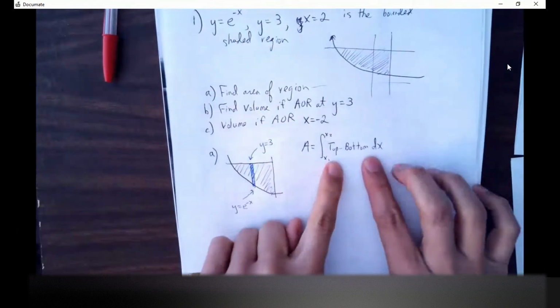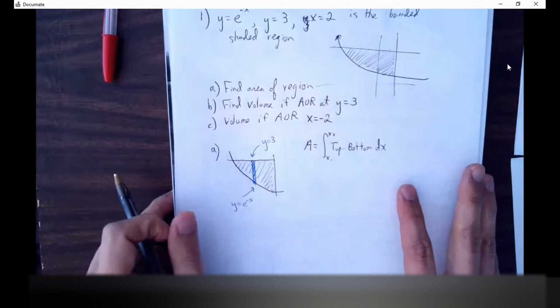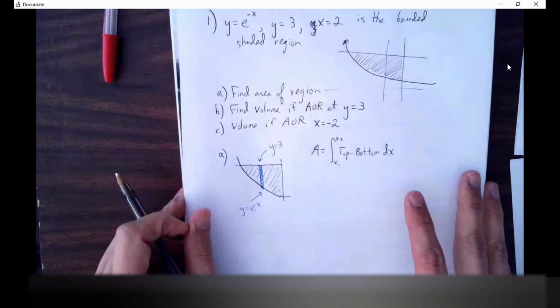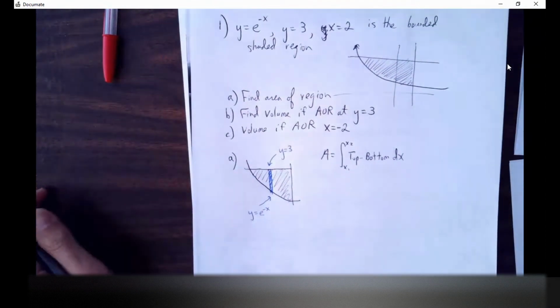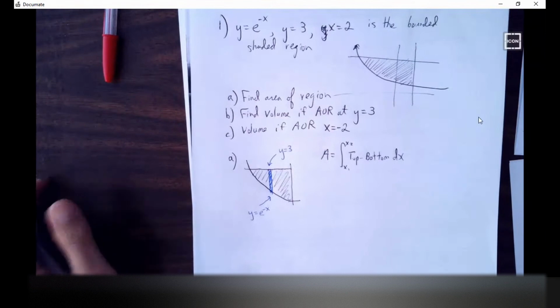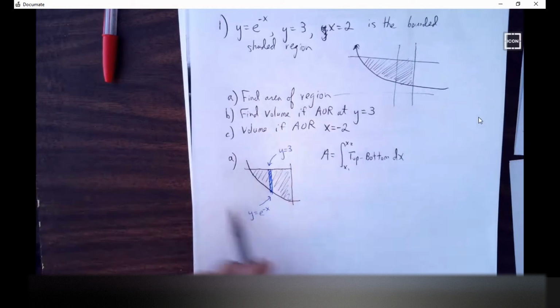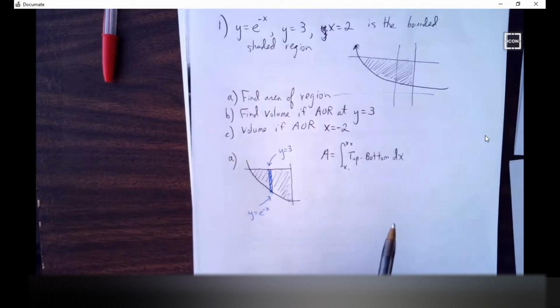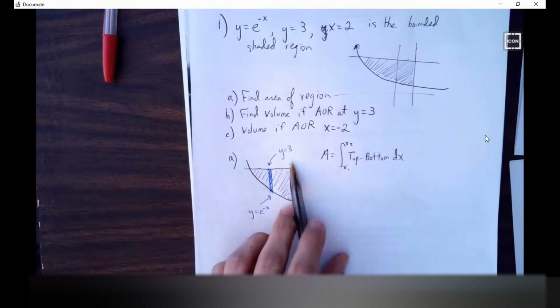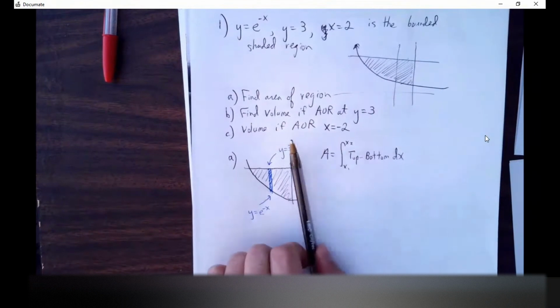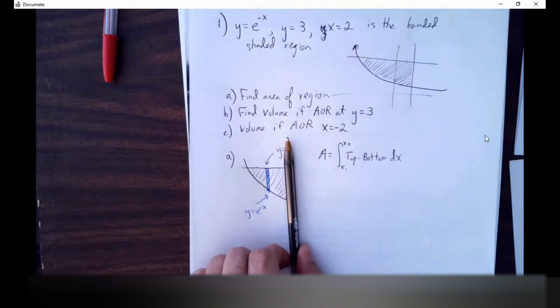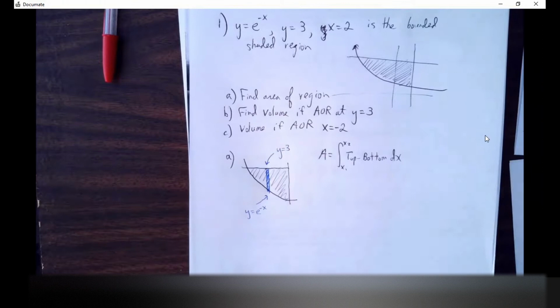All right, so top and bottom are ready to go, but we still need to find what? Intervals. Yeah, we need to find those bounds, right? Is there one that's easy to spot? Maybe like the 2, because it's the same as the problem. Yeah, this is easy to spot. This is a vertical line, so we know that upper bound is going to be 2.